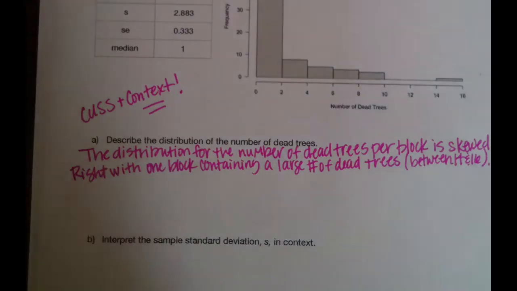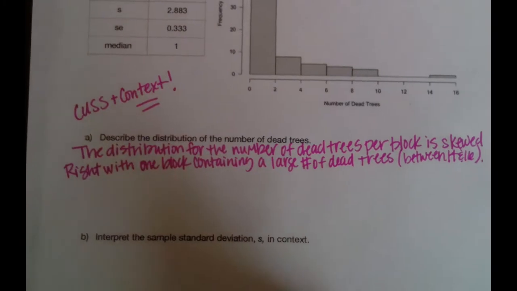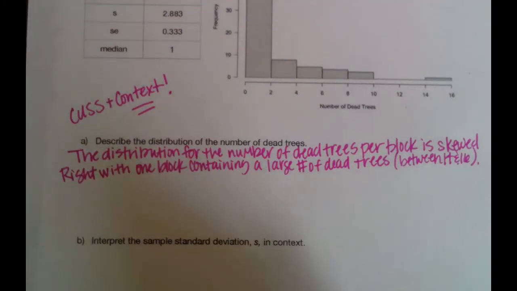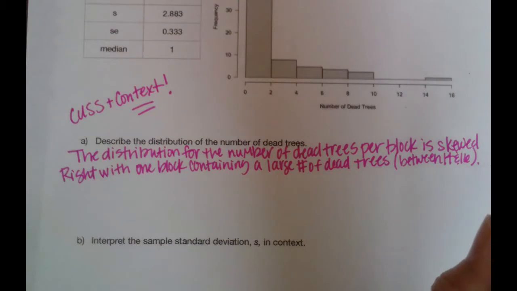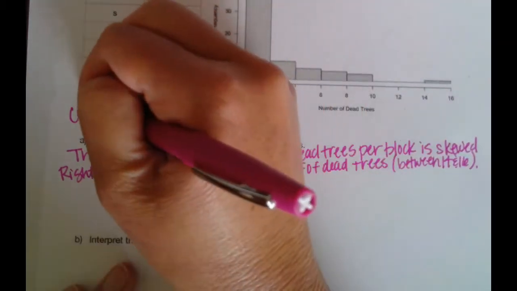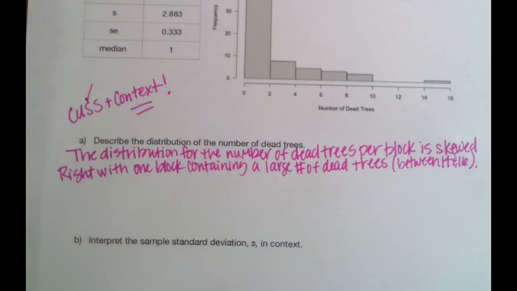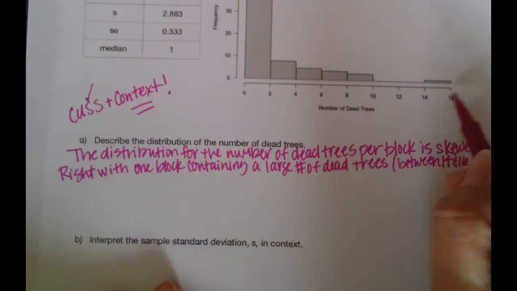So I started my first sentence: the distribution for the number of dead trees per block is skewed right. Notice it's skewed right, so I've got my shape. We'll say this one's shape, with one block containing a large number of dead trees between 14 and 16. So that's the unusual feature, an outlier.